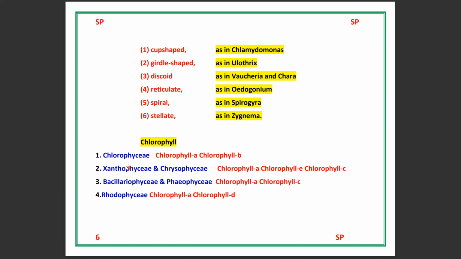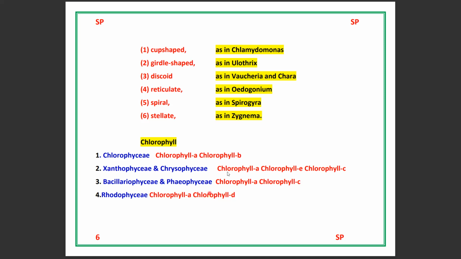So in Chlorophyceae, along with chlorophyll A, chlorophyll B is also present. In Xanthophyceae and Chrysophyceae, along with chlorophyll A, chlorophyll E and chlorophyll C are present. In Bacillariophyceae and Phaeophyceae, along with chlorophyll A, chlorophyll C is also present. And Rhodophyceae, along with chlorophyll A, has chlorophyll D.